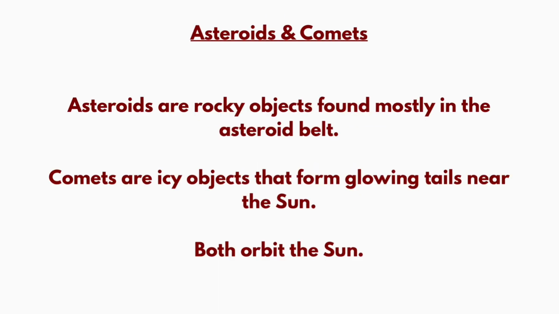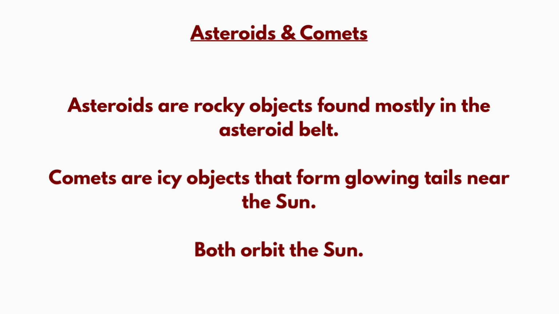Asteroids. Asteroids are small rocky objects that revolve around the sun. Most asteroids are found in the asteroid belt between Mars and Jupiter. They are leftovers from the formation of the solar system. So we can say asteroids are rocky bodies moving around the sun.